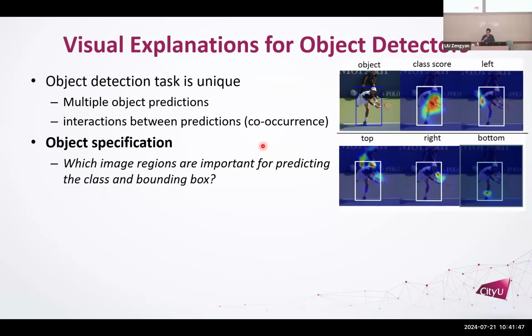Okay. But object detection is also more interesting than classification because it does multiple things. So it predicts whether there's an object there, it predicts the class of the object. It also predicts where the object is, the location of the bounding box. Okay, so there's actually multiple things that are important. One is the object specification, which means what regions are important for predicting this class. For example, this is important for predicting the class. This location is important for predicting the left part of the bounding box, this for the bottom of the bounding box, the right and the top.